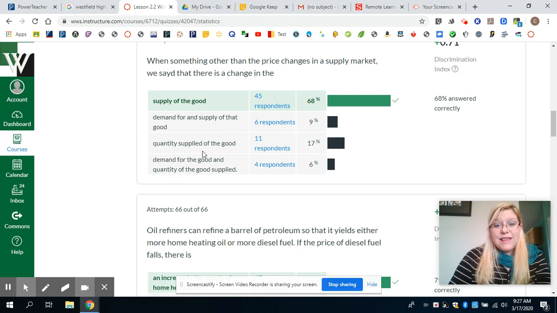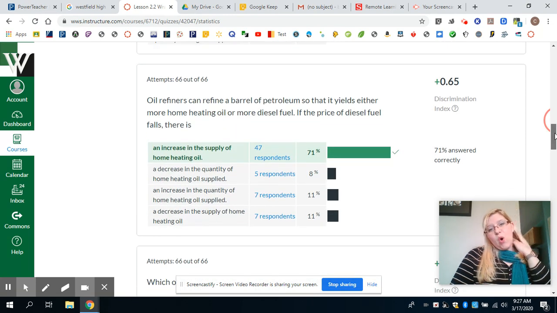Why is it not this answer? 17% of you put this answer down. Why is it not quantity supplied? Because quantity supplied has to do with price. And the question asked, other than price. Okay? All right.